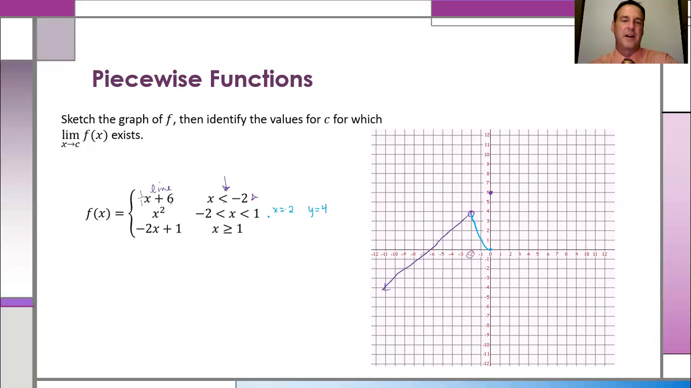And I'm going to draw this part of my parabola kind of like that. And then on the right side, at x equals 1, plug in 1. 1 squared is 1. Okay, and that is also an open circle. Excuse me, this is also an open circle as well, so these should both be open circles. Okay, open circle, that is not filled in.